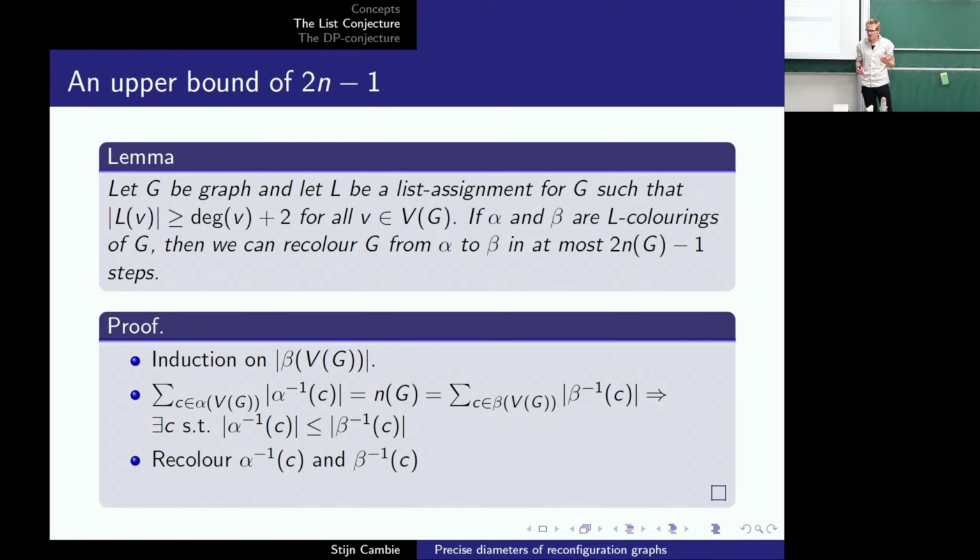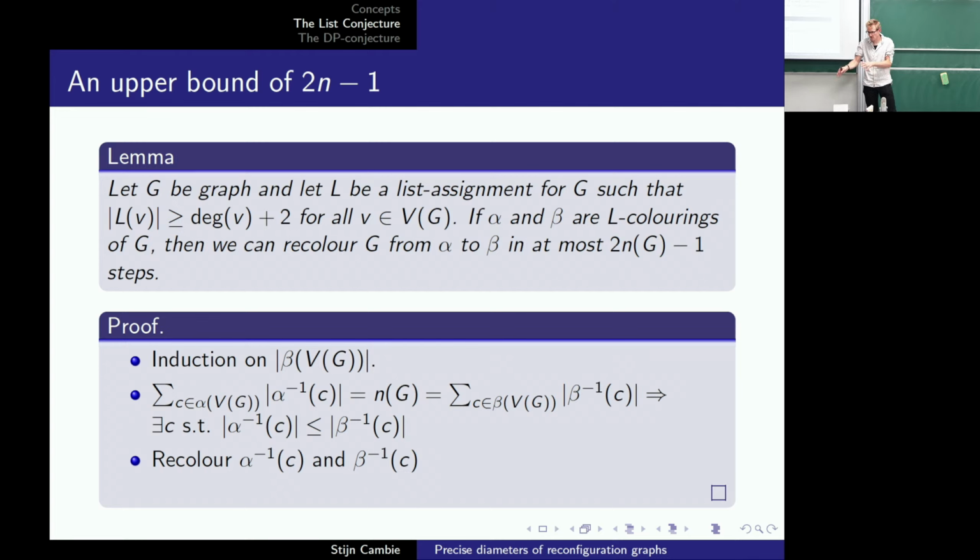But so beta minus 1 of 1. So all vertices that are colored under beta with 1 are an independent set, so you can just recolor all of these independently with the color 1, as 1 was not present. So now we have used 5 recolorings to remove 1, 7 recolorings to introduce 1, and now 7 vertices have their final color. We only used 12 recolorings, which is less than 2 times 7.